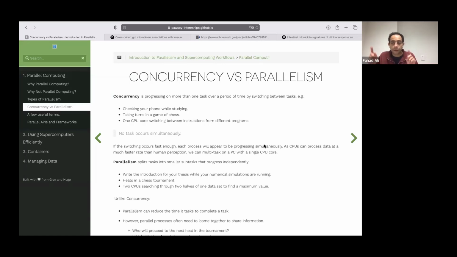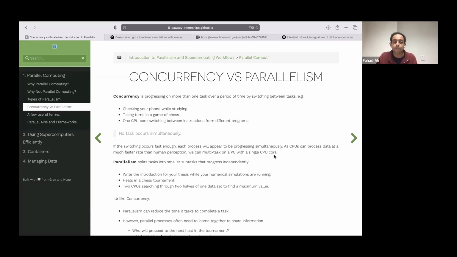But because the CPU can actually think very, very fast, right? As it says here, we can multitask on a PC with a single CPU core. So I don't realize that the CPU is actually thinking about Zoom and then thinking about the browser and then going back and forth between the two. I don't realize that because the computer is operating on a nanoseconds basis, and my brain operates on a much slower scale.